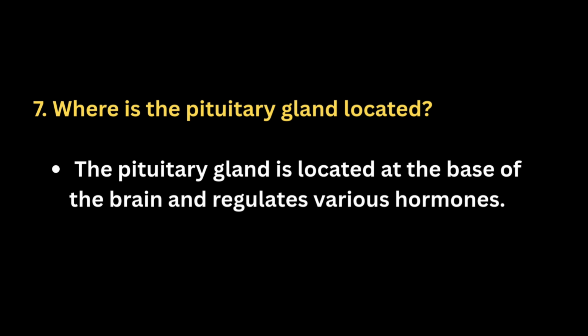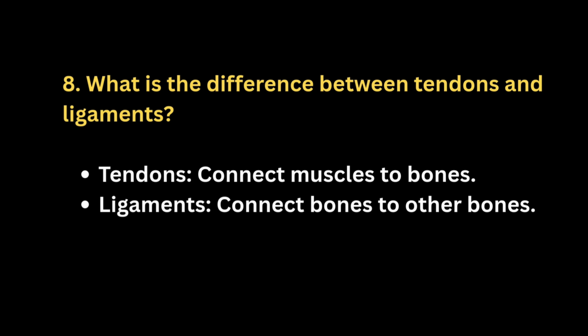Seventh one, where is the pituitary gland located? The pituitary gland is located at the base of the brain and regulates various hormones. While looking into the questions, you will feel like it's very easy, but it is tough.